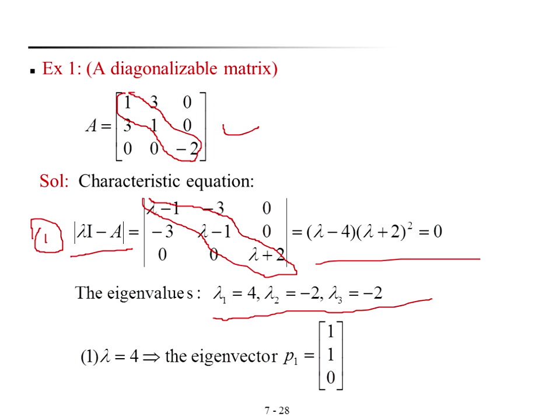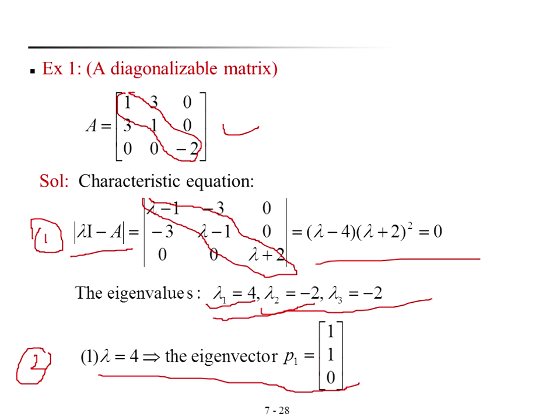Now step number 2 is to find the eigenvectors. Find the eigenvector corresponding to lambda is equal to 4, then find the eigenvectors corresponding to lambda is equal to minus 2. So first of all, I find the eigenvector corresponding to lambda is equal to 4, which is 1, 1, 0.